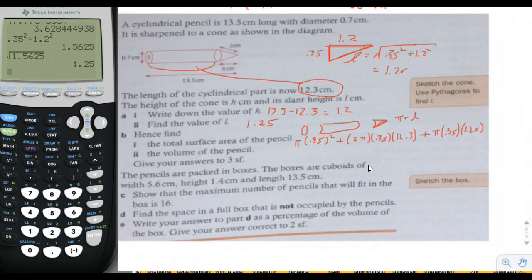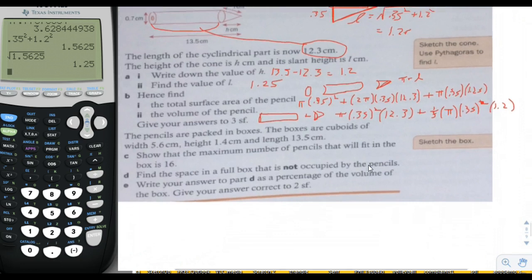What about the volume of the pencil? The volume would be the cylindrical part plus the cone part. The cylindrical part would be pi r squared, 0.35 squared, times the length, which is 12.3. And then we would add the cone part, which would be 1/3 pi r squared, 0.35 squared, times the height, which is 1.2. Just multiply all that out.